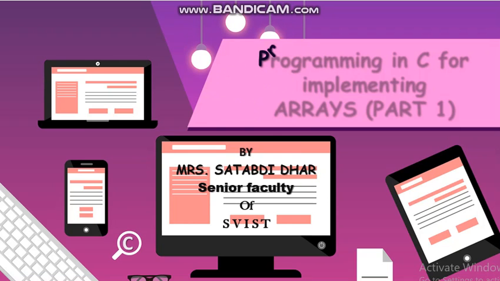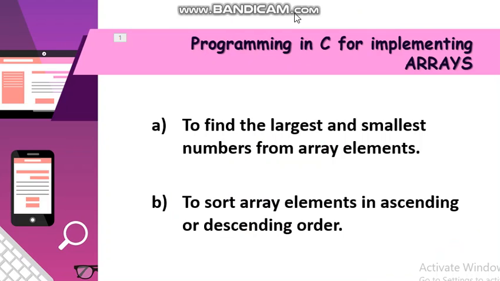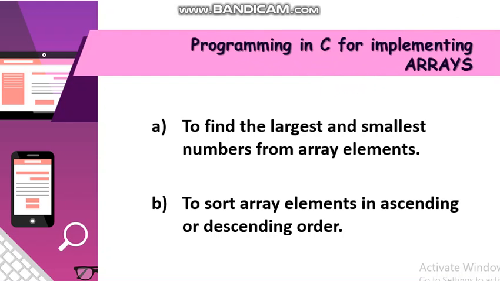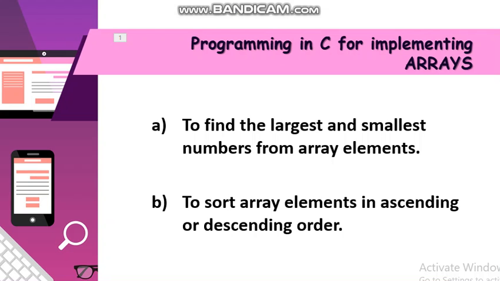Today in this video, I am going to discuss some programs in C for implementing arrays. I am going to discuss two programs: the first is to find the largest and smallest numbers from array elements, and the second is to sort array elements in ascending or descending order.